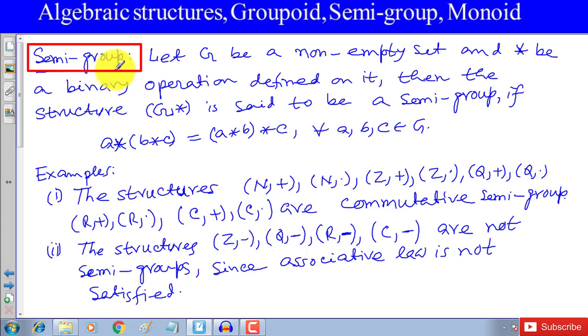Semigroup. Let G be a non-empty set and star be a binary operation defined on it. Then the structure (G, star) is said to be a semigroup if (A star B) star C is equal to A star (B star C) for all A, B, C belongs to G. That is, the binary operation star is associative.